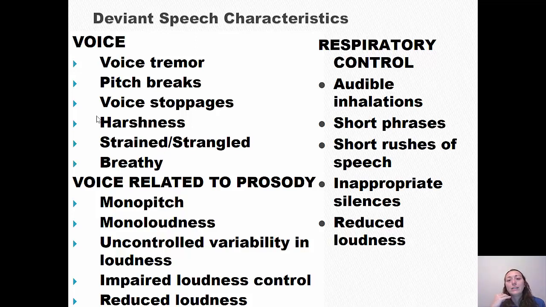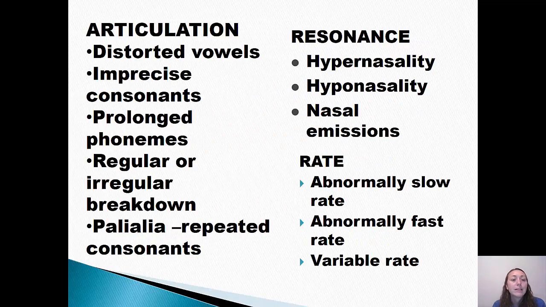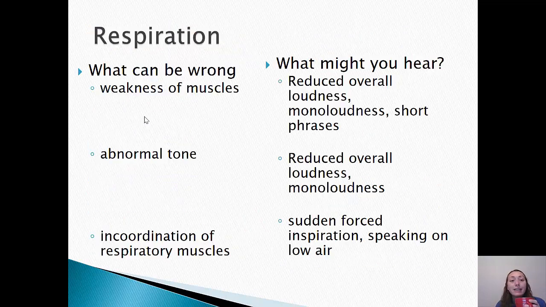Respiratory control. Are we seeing short phrases, audible inhalation, reduced loudness, etc.? Well, we can start looking at each of these domain areas. Same thing with articulation: prolonged phonemes, irregular breakdowns, imprecise vowel articulation, resonance, rate, etc. But this is how we start marking off on our list which domain areas are in deficit, because if there is a domain area that's in deficit, we have to check for stimulatability.